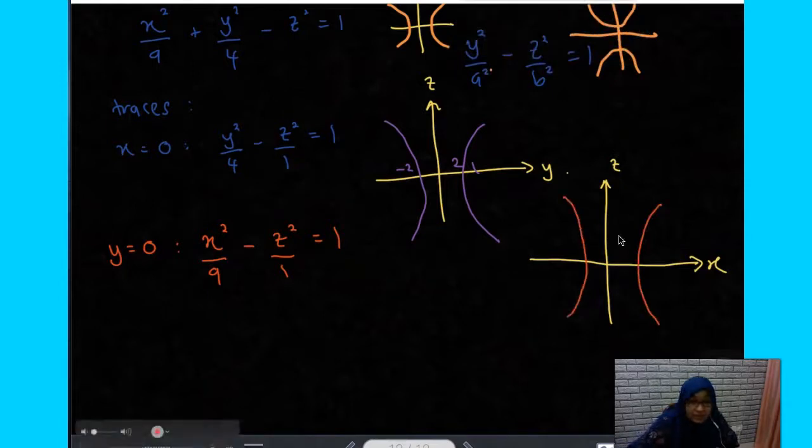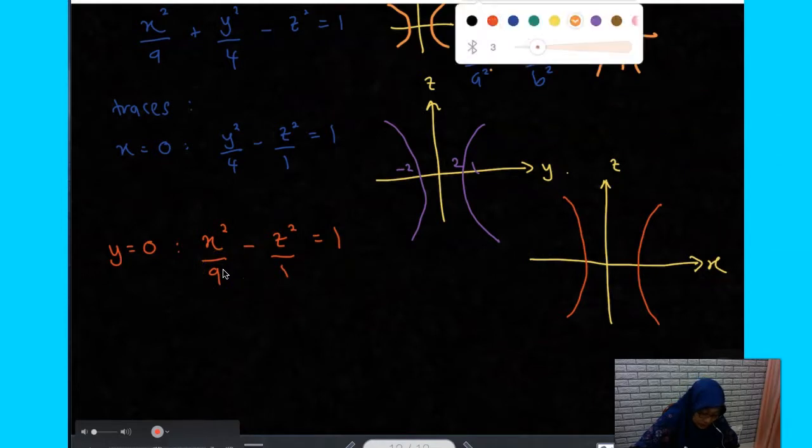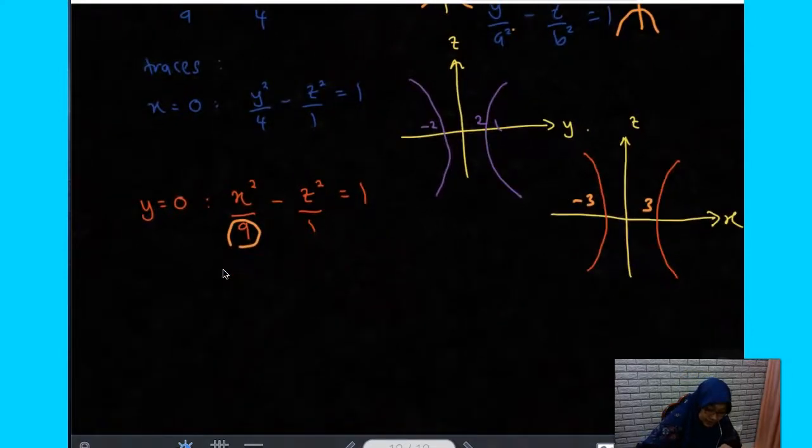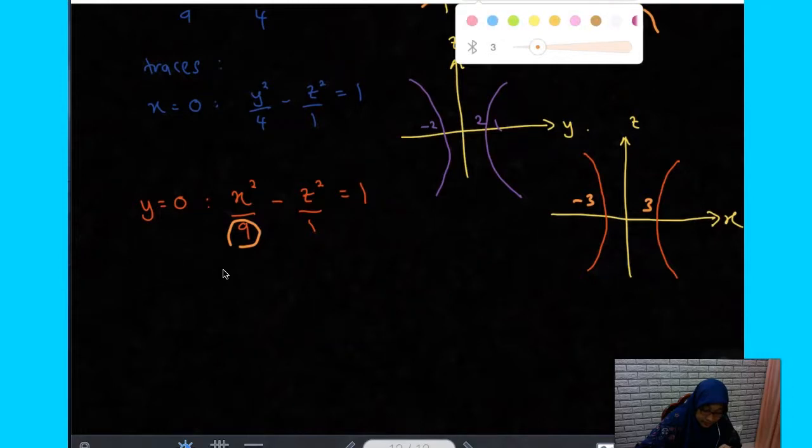Now what is the x-intercept? Then we have to choose this value: the square root of 9, so you get 3. So we have 3 and minus 3. Okay, and then we go to the next one. The next one, we have z equal to 0.